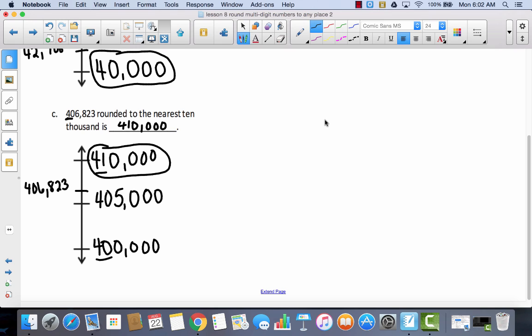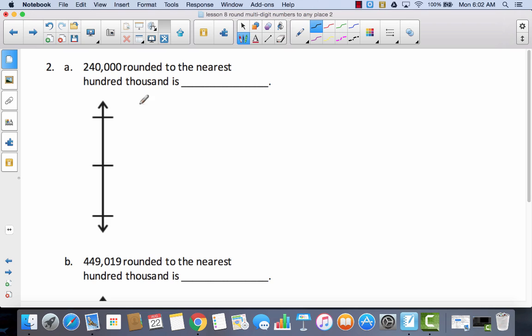Okay, so hopefully you finished this problem by yourself and you realized that 406,000 is more than 405,000. So in this case, our number is closer to 410,000. So we actually rounded up this time. All right, now we're going to go back to the top of this page and take a look at 2a. For 2a, we are now rounding to the nearest 100,000.